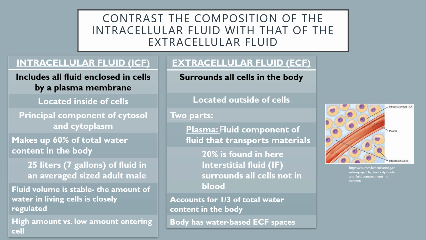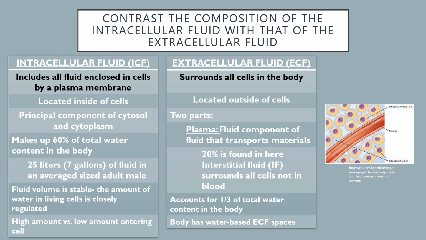The extracellular fluid accounts for the other one-third of the body's water content. Approximately 20% of the extracellular fluid is found in plasma. Plasma travels through the body in blood vessels and transports a range of materials, including blood cells, proteins, including clotting factors and antibodies, electrolytes, nutrients, gases, and waste.